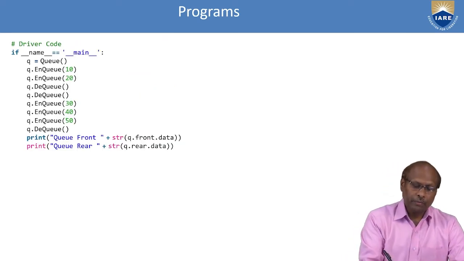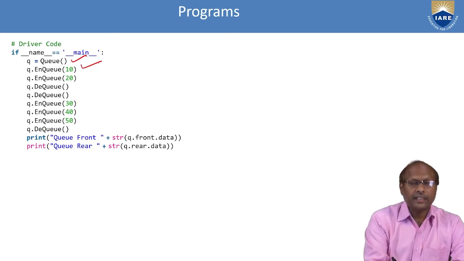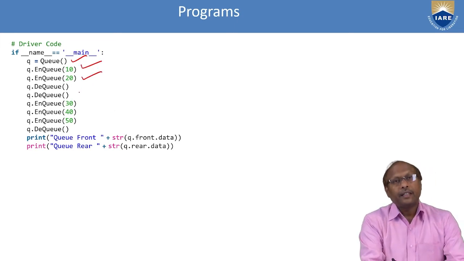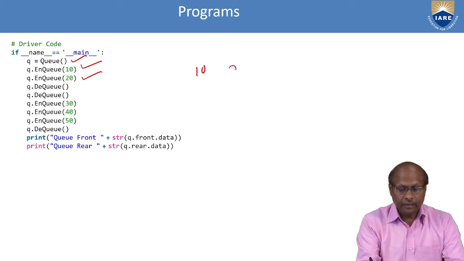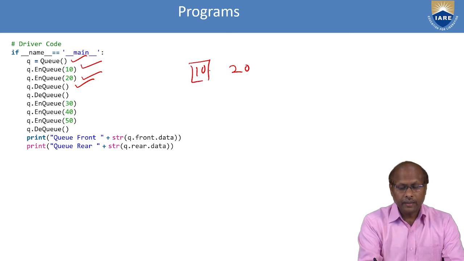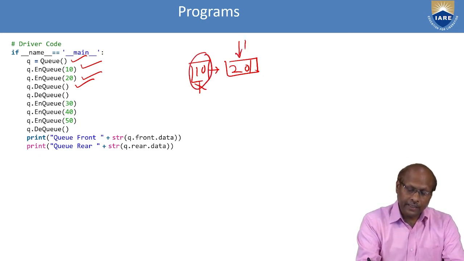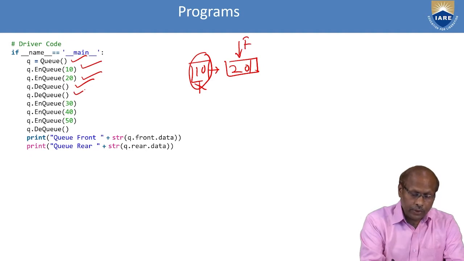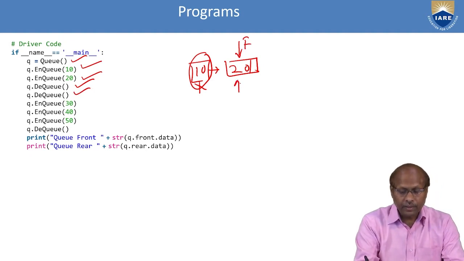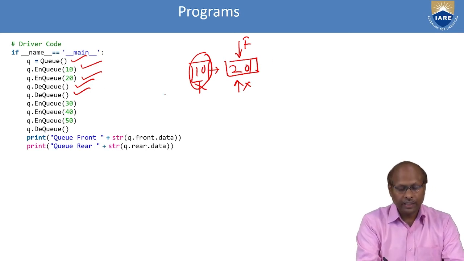Let us do a driver program. First create a queue. Then insert 10, insert 20. That means 10 and 20 are inserted. And call dequeue. When I call dequeue, what happened? The 10 will be deleted because the front pointer is moving forward. Now currently front is here. Again when you call dequeue the second time, this will also be deleted. So both the nodes are deleted.